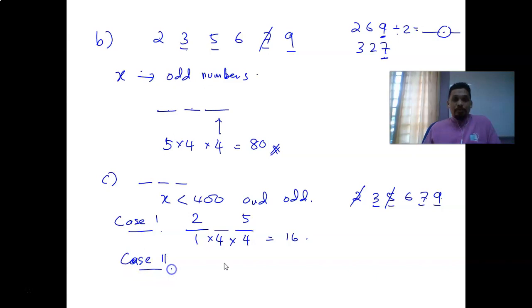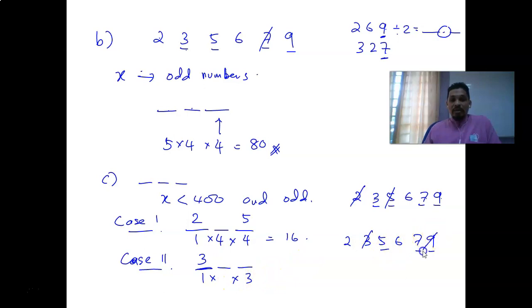Case 2. 2, 3, 5, 6, 7, 9. If I begin the first number with 3, there is 1 way of solution, because there is only one number 3 here. Then it is an odd number, meaning it ends with an odd digit. How many choices do we have? 3 has been taken in the first place. So there are 3 odd numbers, 5, 7, and 9. So there are 3 different ways of arrangement here.